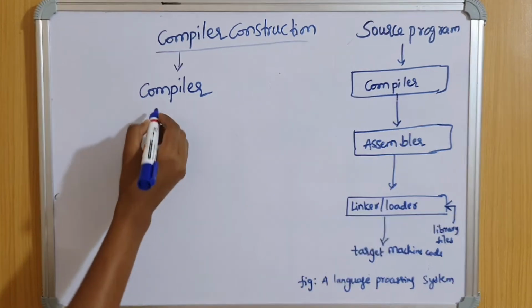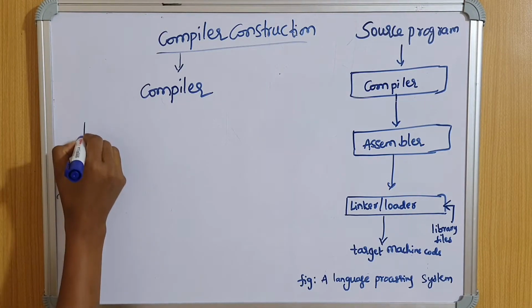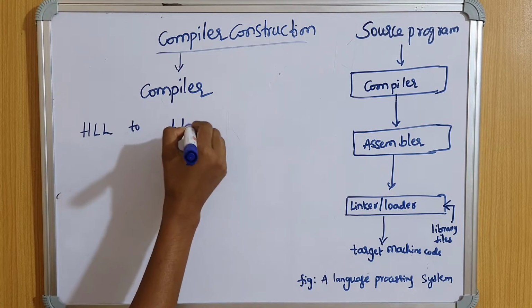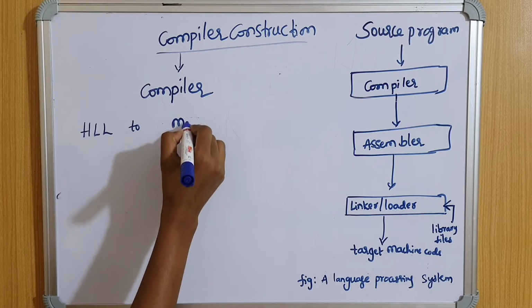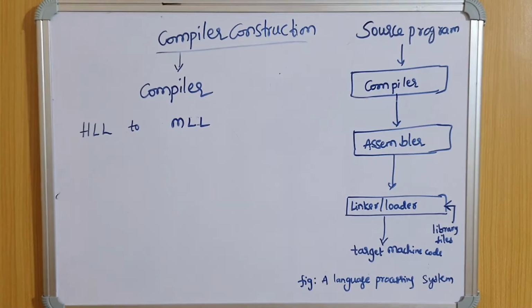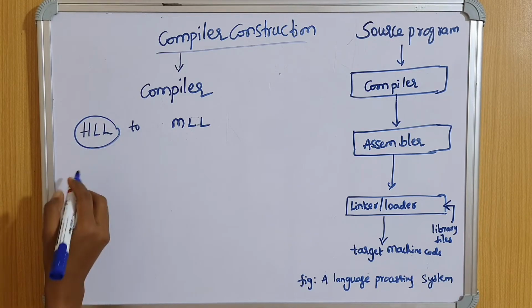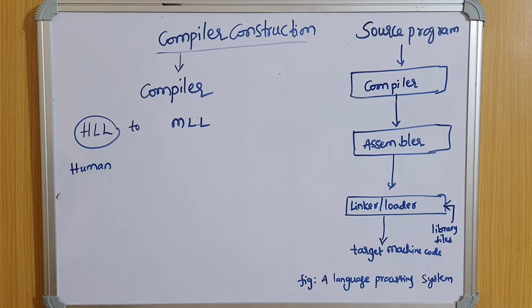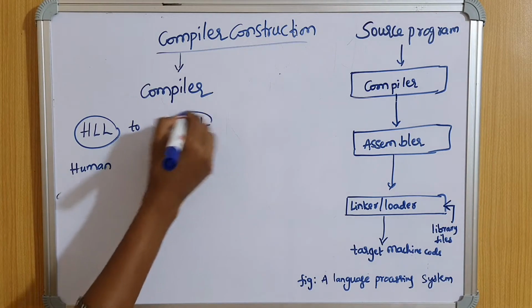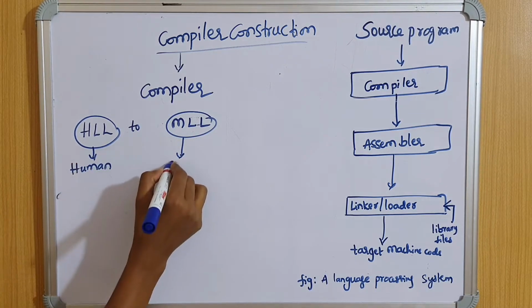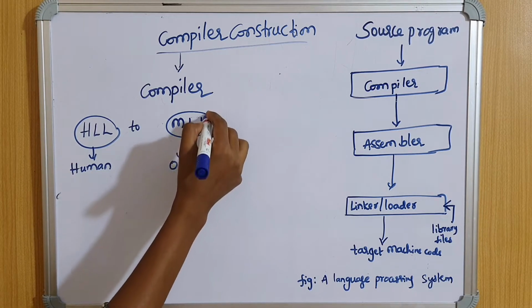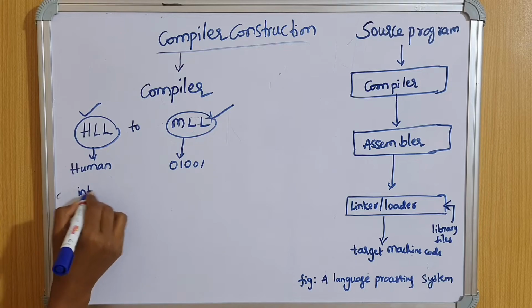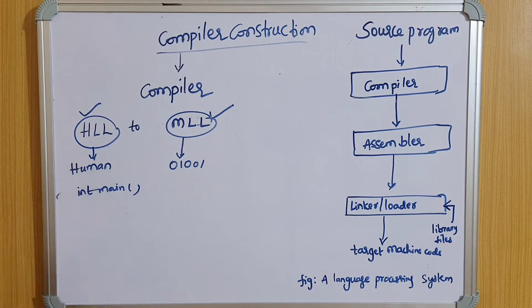What does compiler mean? We all know that a compiler will translate the high level language to low level language, or machine understandable language, machine level language. So what is high level language? High level language means human understandable language which we write. Machine understandable language is zeros and ones. For example, int, main, like that we write, no? So that is high level language.